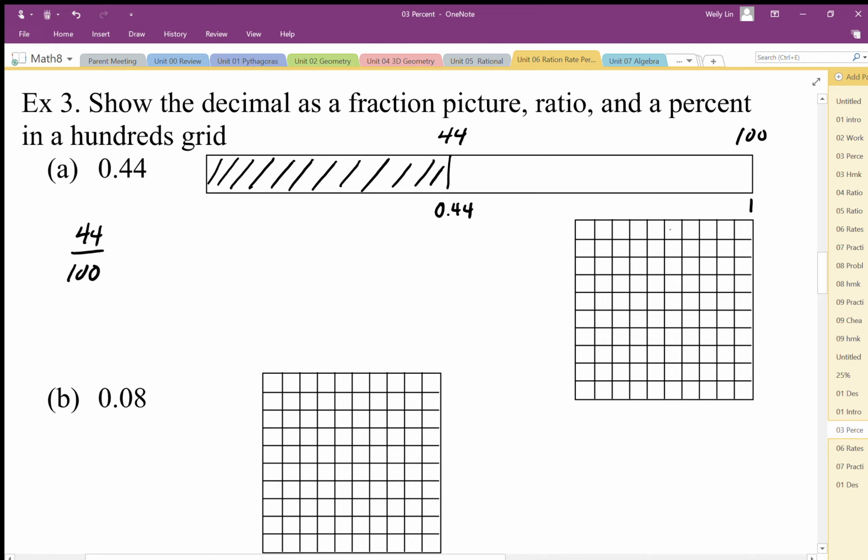For our hundreds grid, we're going to shade 10, 20, 30, 40, and 4 places. So that represents 44 out of 100 on our hundreds grid.